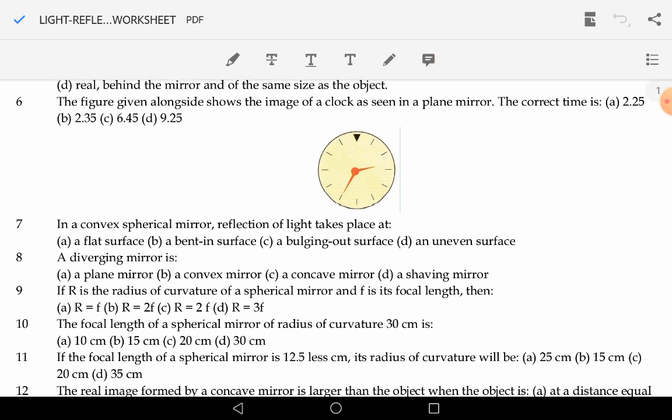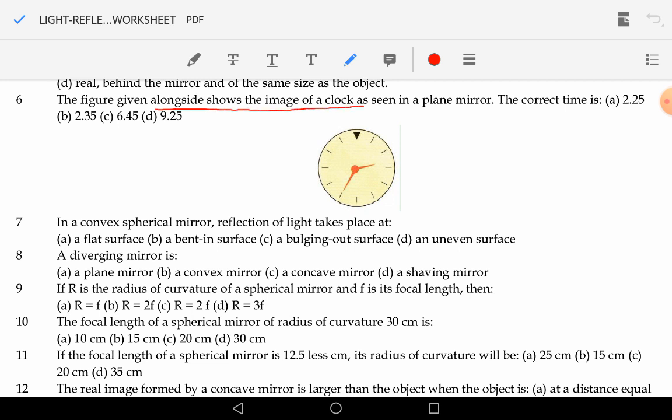The question says, the figure given alongside shows the image of a clock as seen in a plane mirror. So it is actually the image of a clock as seen in the plane mirror, right? We are seeing this image in the mirror. It's not the actual clock, but we are able to see that in the mirror. And in the mirror, what do we see? We have to see what the correct time is going to be, right?